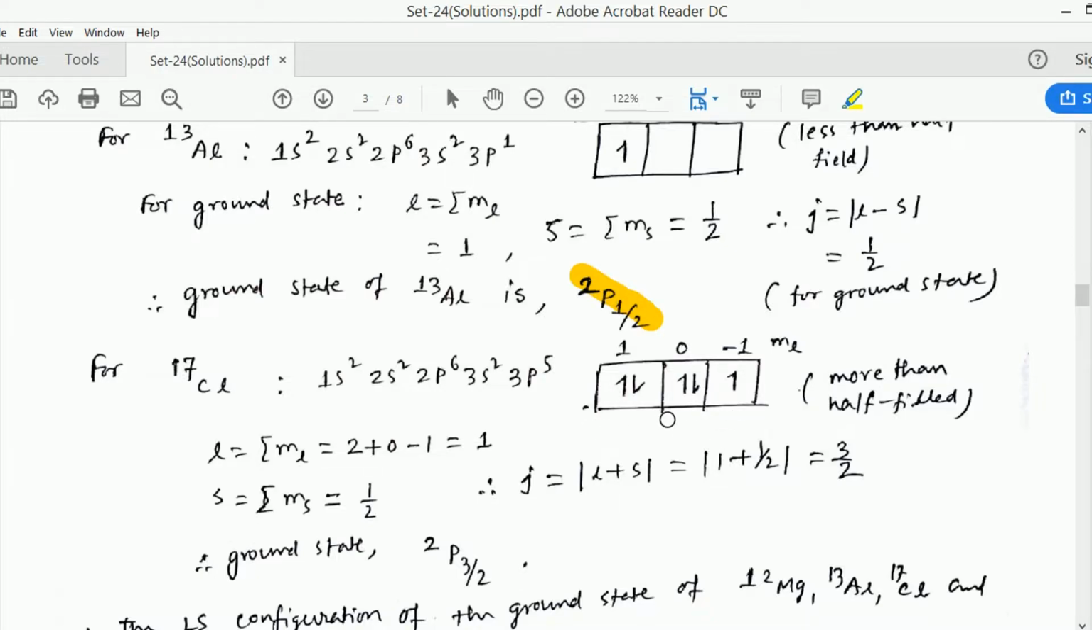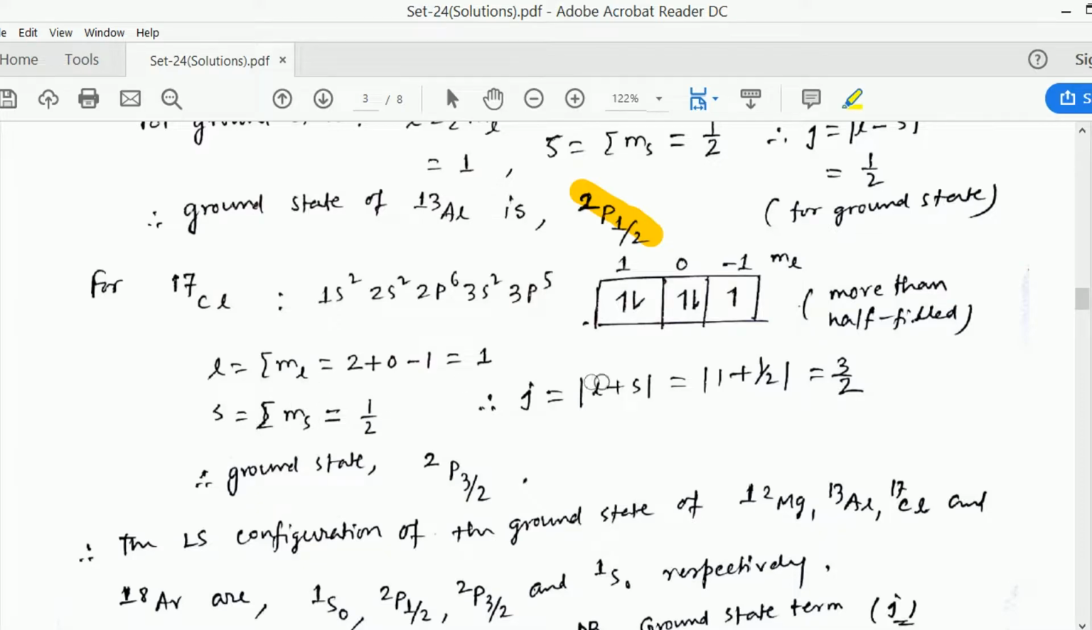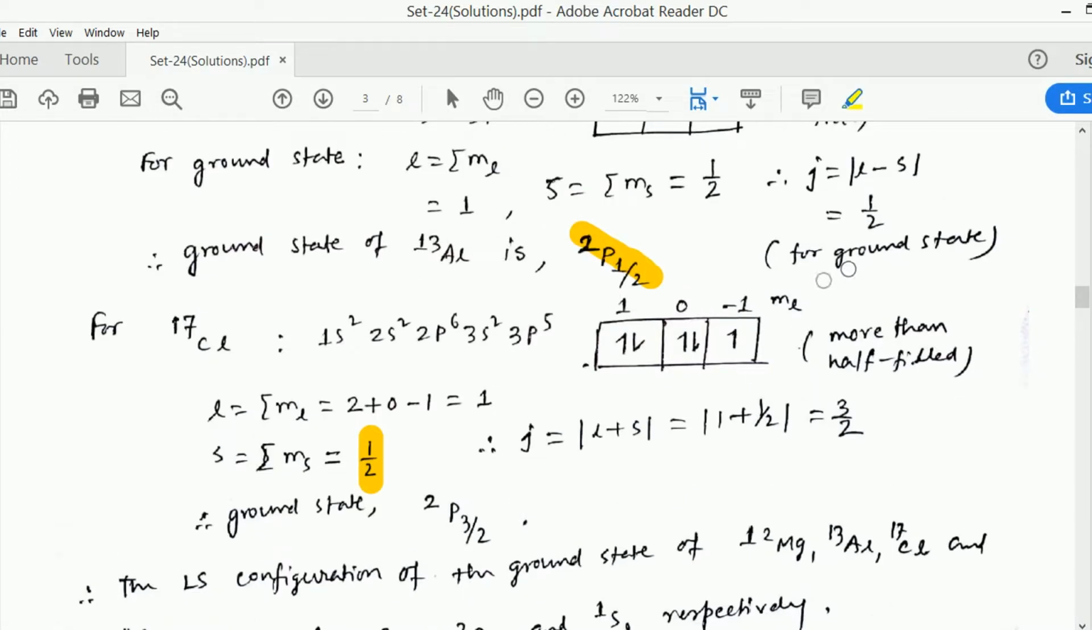So for 5 electrons, L equals sum of ml, which is 2 plus 0 minus 1, so 1. And S equals sum of ms: this is producing 0, this is also producing 0, but this will produce half, so we are getting sum of S equal to half. Therefore J: you can see it is more than half filled, and in the case of the more than half filled situation, the J to calculate the ground state will be given by the addition of L and S. So J equals mod of L plus S, means 1 plus half equals 3 by 2.